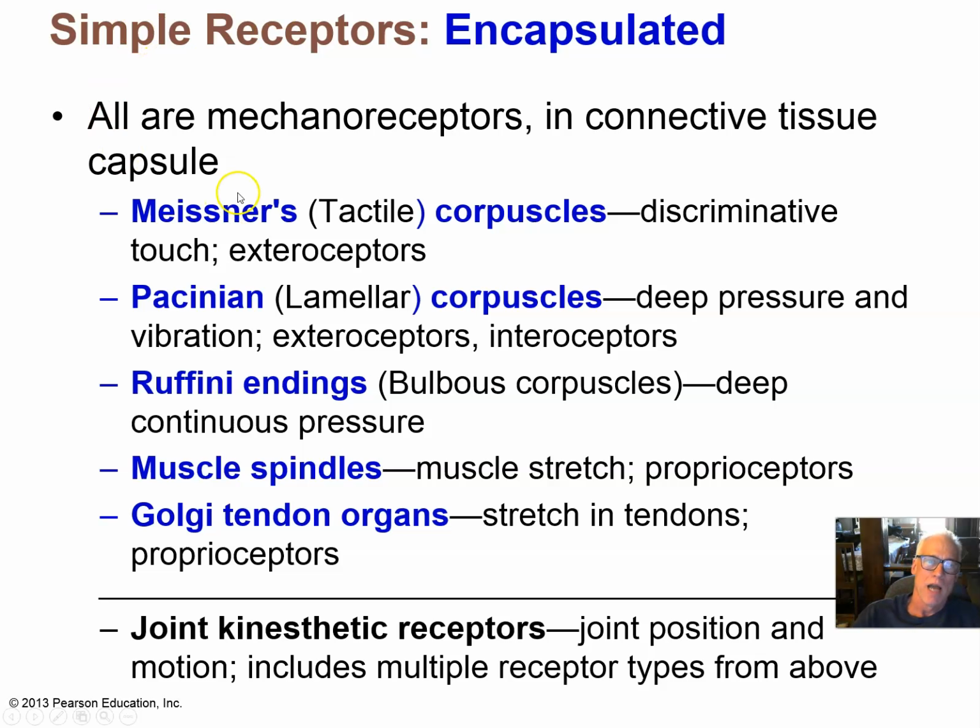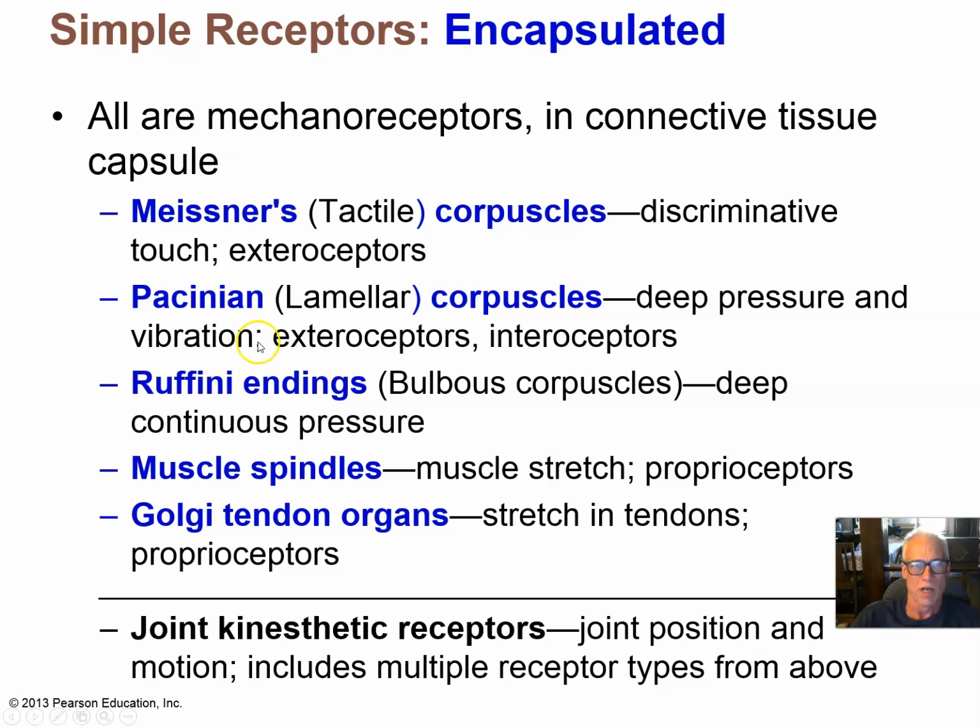There are Meissner's corpuscles. They're also known as tactile corpuscles or tactile receptors. They're very discriminative light touch receptors, very sensitive touch receptors. They detect external stimuli, so they are exteroceptors. They're fast adapting, and they're found predominantly in hairless skin, such as on your palms and fingertips and soles of your feet and on your nipples and external genitalia.